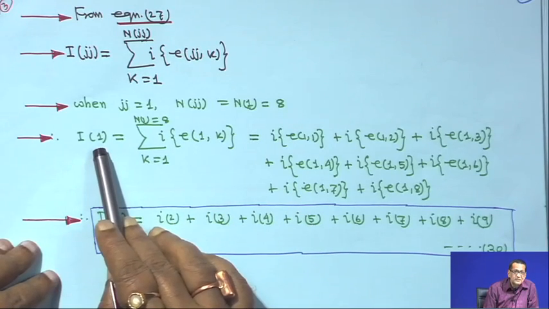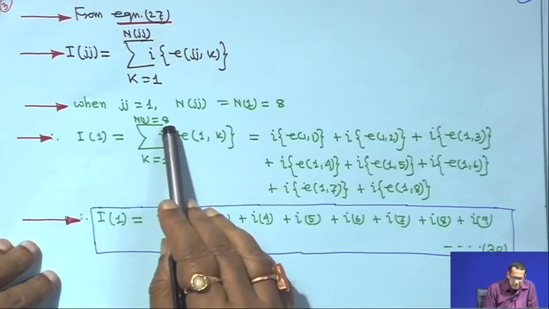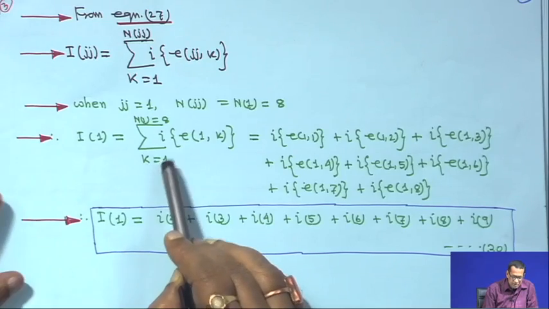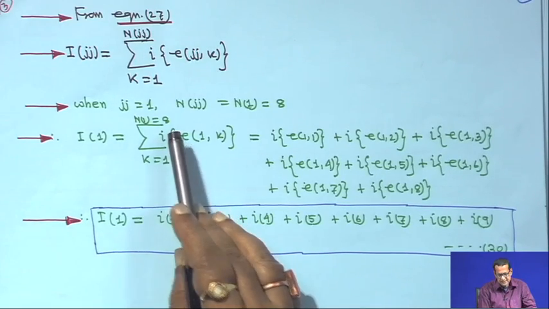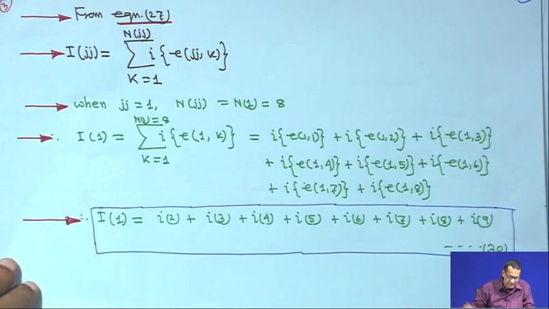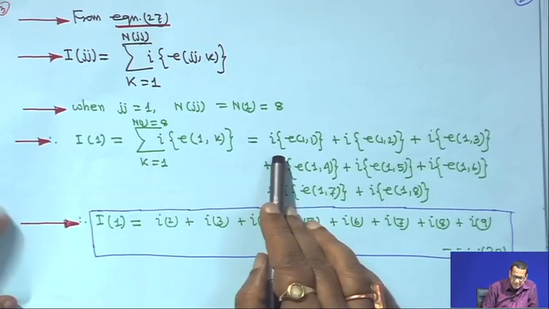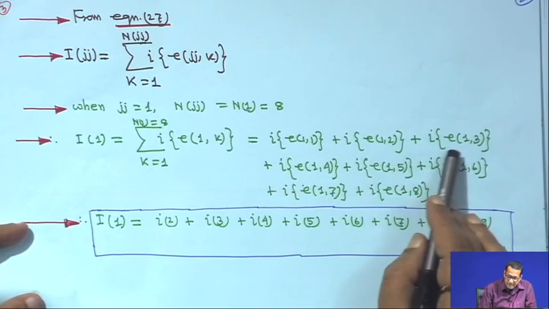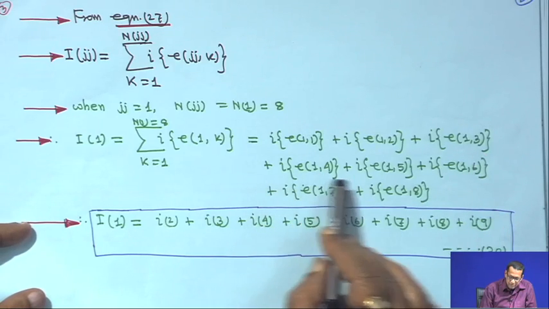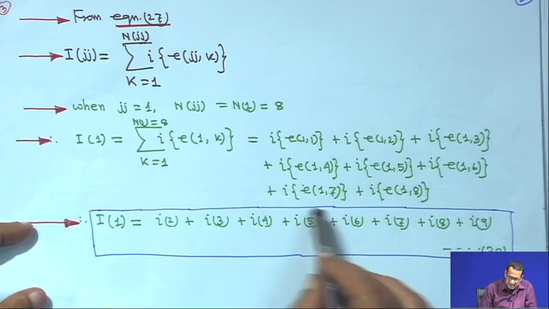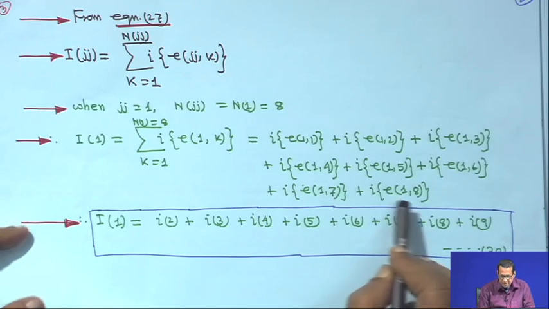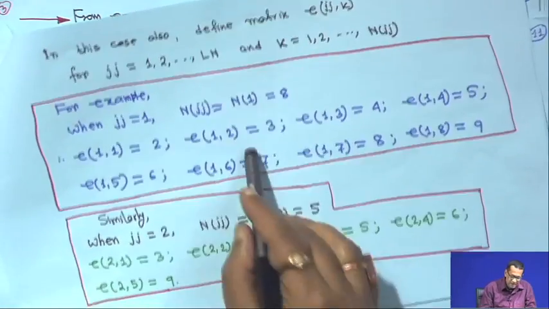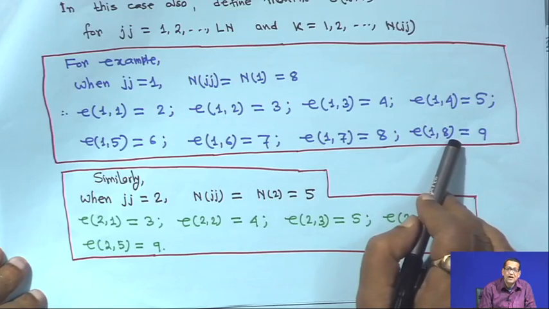Therefore, I1, that is the branch current through branch 1, is the sum over k equal to 1 to n1, that is, k equal to 1 to 8, of I in bracket E1k. So, k will vary from 1 to 8, right. Details I have made such that it will be easy for you to understand. Now, you expand this k equal to 1 to 8, then it will be I of E11 plus I of E12, plus I of E13 plus I of E14 plus I of E15 plus I of E16 plus I of E17 plus I of E18. But E11, E12, E13, all these elements have been explained, right.